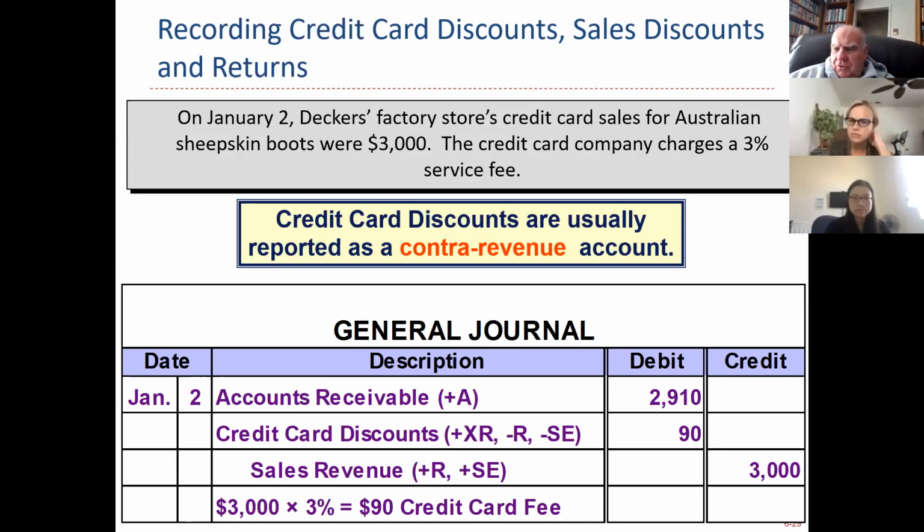But you have to reduce your gross sales to net sales, and you do it not by debiting sales, but by debiting the contra sales account. So on your income statement, you're going to see gross sales of 3,000 minus credit card fees, which would give you the net sales in this small example. Anybody confused by that? I think I'm confused by the fact that credit card discounts are a debit. Why is it a debit?